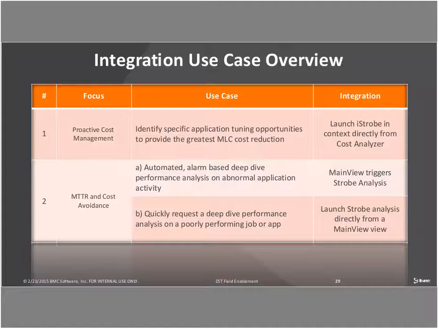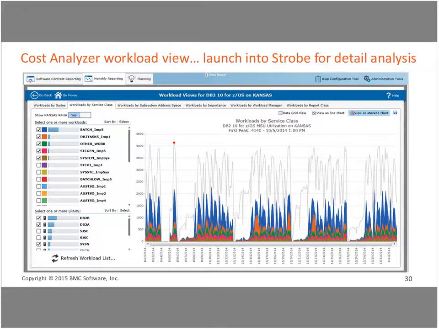On the other side of the equation is mean time to repair and keeping things available and avoiding cost. Having the ability to gather deep dive information on the code that may be causing the problem can be challenging, because the problem occurs, and then by the time you recognize it and want to go back and get more information, it could be gone. And so we created an integration as well between MainView to let it determine those problem areas and then automatically trigger the more detailed analysis that can be done with Strobe.